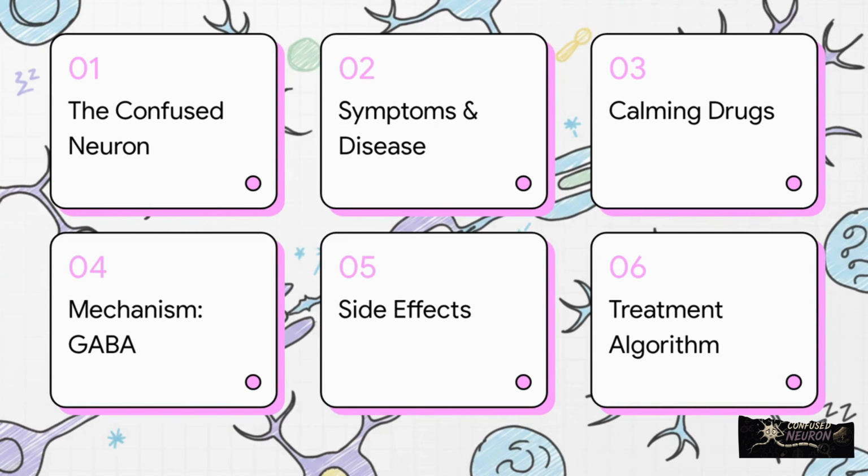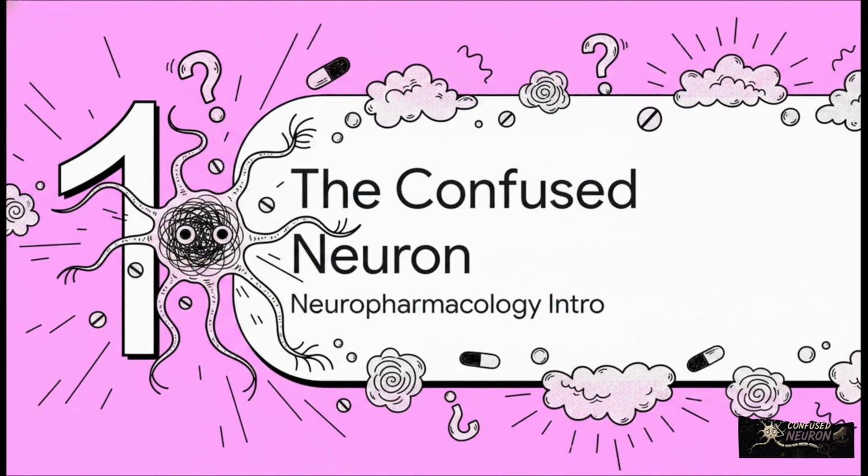So here's our roadmap for today's session. We'll kick things off by introducing our main protagonist, the confused neuron. Then we'll define the actual symptoms and unpack our pharmacological arsenal. After that, we'll dive really deep into the GABA mechanism, highlight some absolutely crucial side effects, and finally, tie the whole shebang together with a practical, clinical treatment algorithm. All right, let's jump right into our first chapter and start building that foundation.